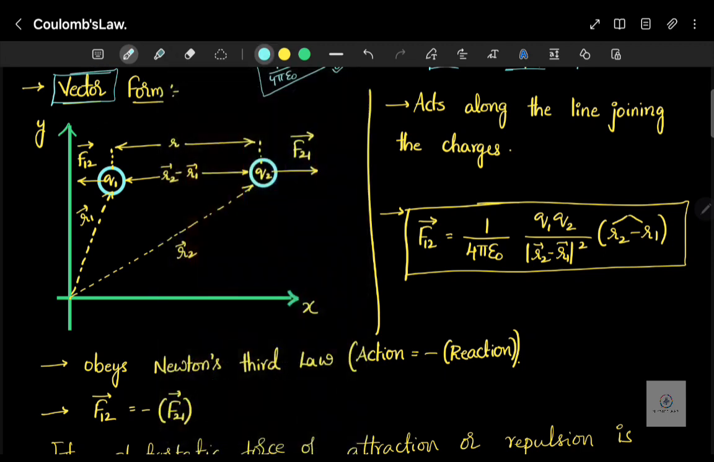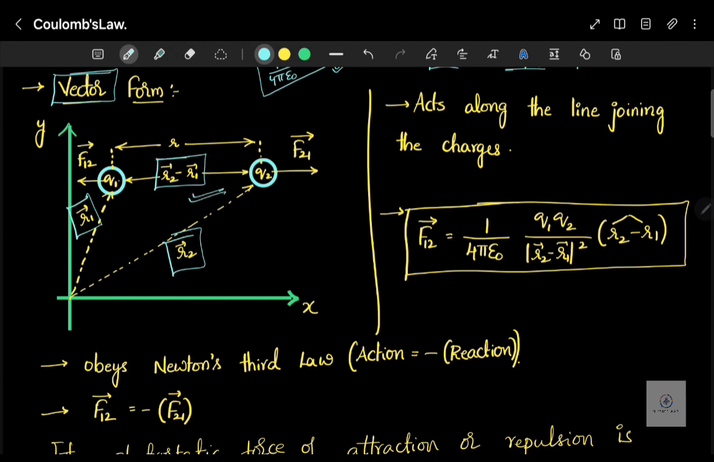They will be having some direction also. So due to that, we say that it is a vector form. Okay. So that is the reason initially that Q1 and Q2, I have taken their position vectors as R1 vector and as well as R2 vector. Then according to vectors, the distance between these two charges can be taken as R2 vector minus R1 vector.